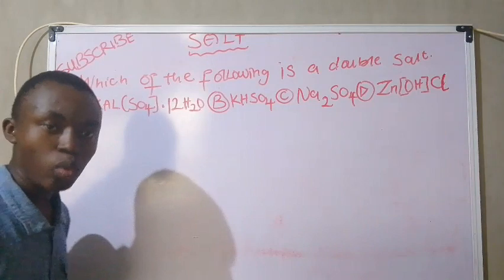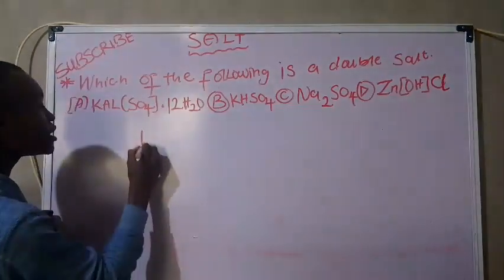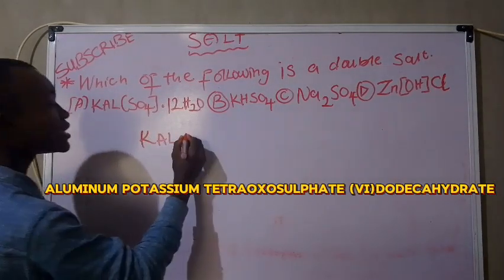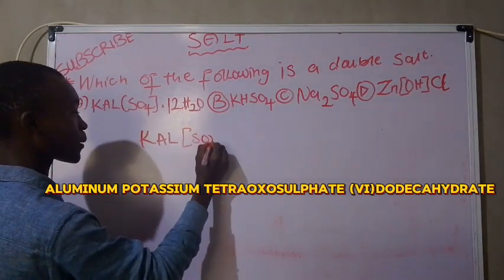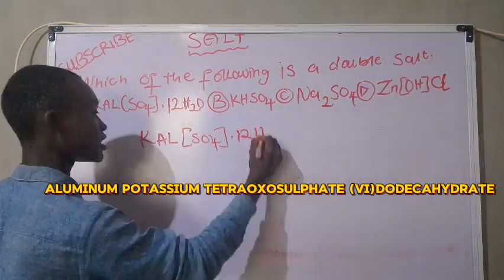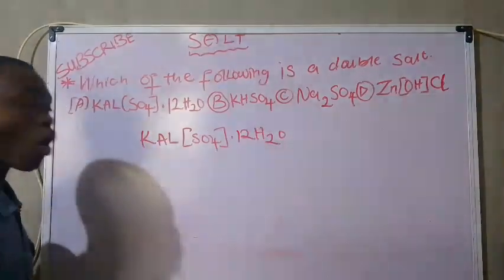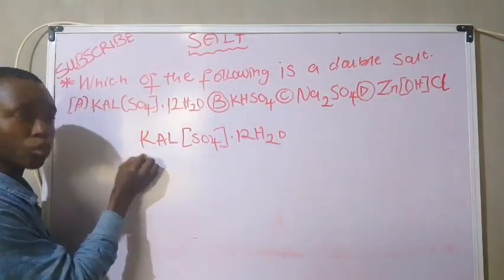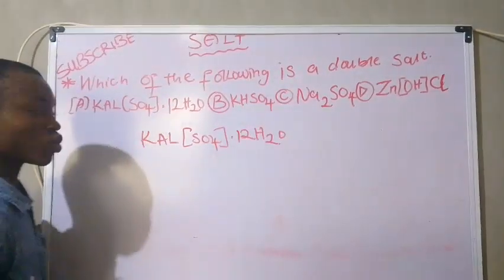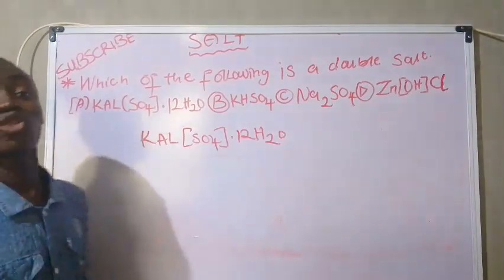Now, a typical example of a double salt is simply aluminium potassium tetrasulfate 6 dodecahydrate. A typical example of a double salt is aluminium potassium tetrasulfate 6 dodecahydrate. Why did I say this particular compound is a double salt?